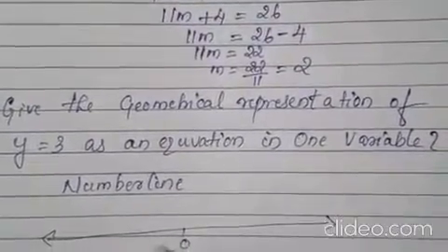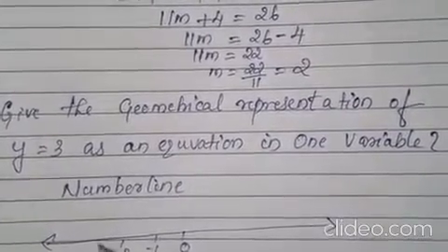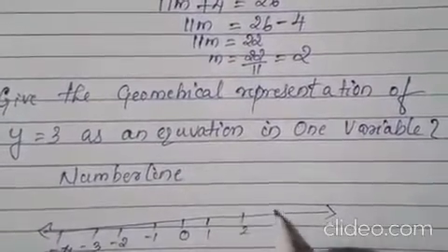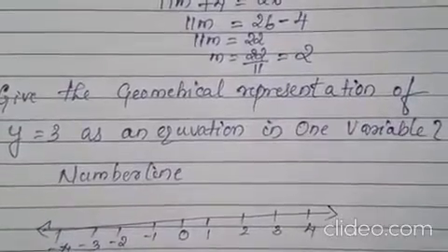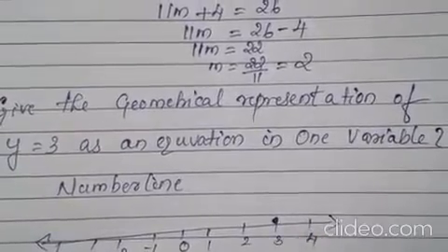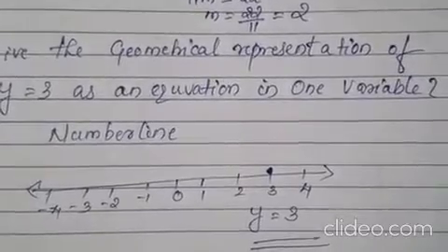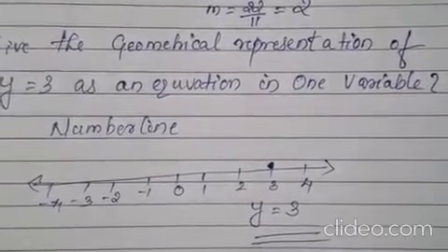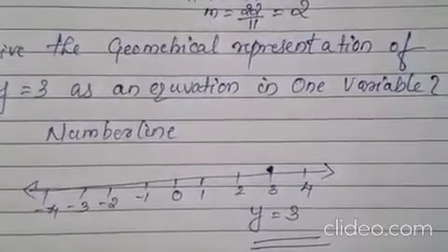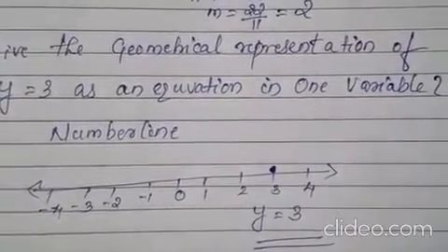On the number line, here is 0. On this side, -1, -2, -3, -4 like that. This side, write 1, 2, 3, 4. Understood? Here y = 3 means this is the point. In this way, we give the geometrical representation of an equation in one variable. Remember, this is one variable. If it is two variables, you should find the solutions and plot the points on the graph. Understood?